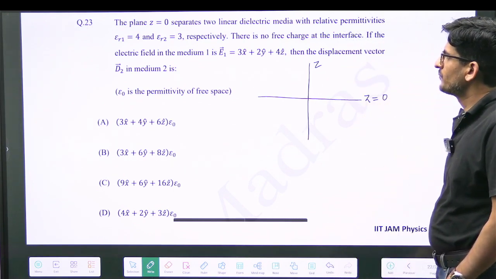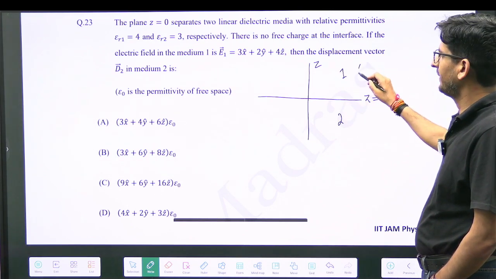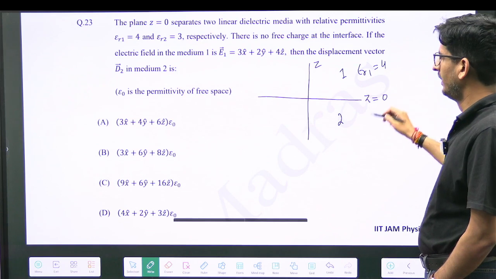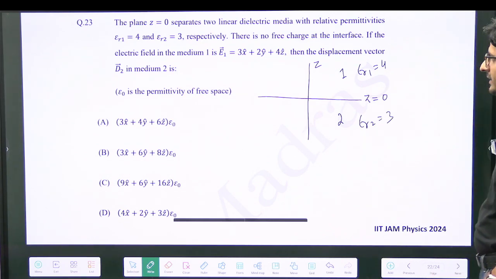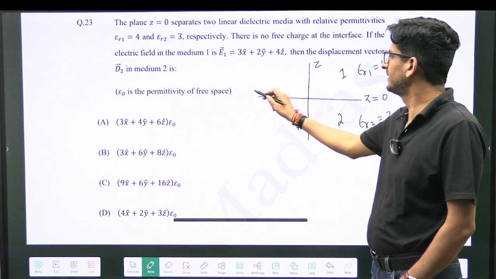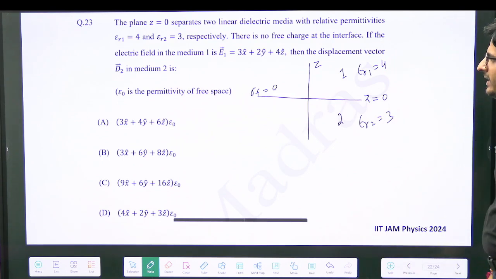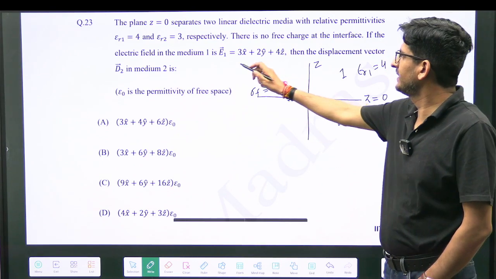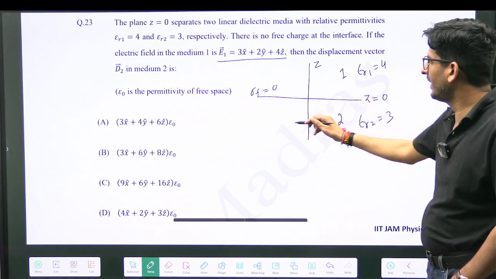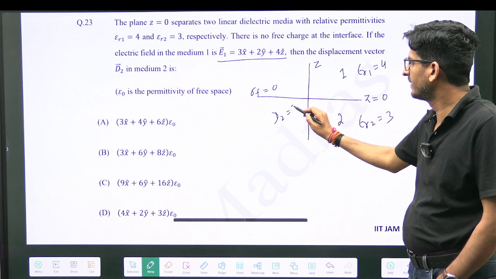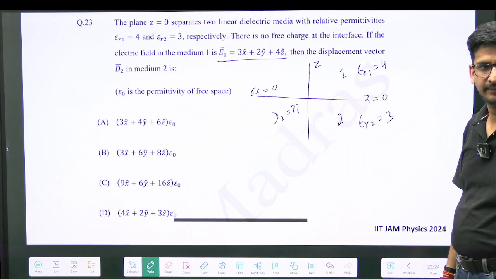Now this media is 1, this media is 2, here epsilon r1 is 4, here epsilon r2 is 3. There is no free charge, that means sigma f is equal to 0 on the interface. And in this region 1 electric field is given, and we have to calculate D2 in this region, okay?